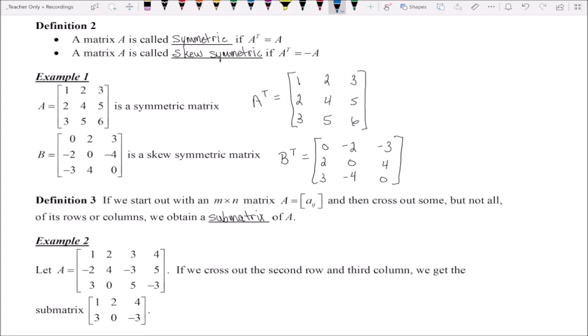Let's do that in blue. So we're crossing out the second row. Cross out the third column. What we are left with is the matrix 1, 2, 4 and 3, 0, negative 3, a 2 by 3 matrix. This is a submatrix of A. Why? Because we got it from A simply by crossing out row 2 and column 3.